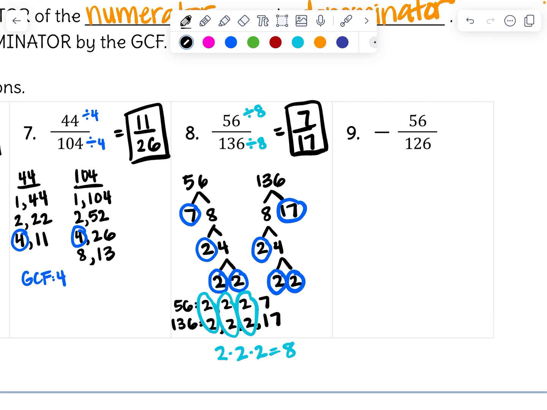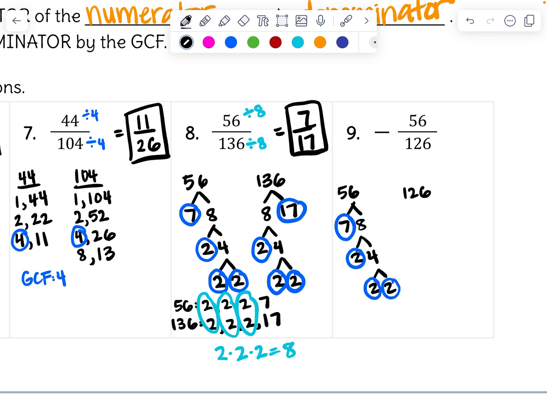Okay, now I have a negative number. That doesn't change anything. So let's go ahead and find the common factors for 56 and 126. Actually, we'll do the factor trees. Okay, so 7 times 8. This is the same as the one in number 8. We can just copy that, actually. 2 times 4. And then 2 times 2.